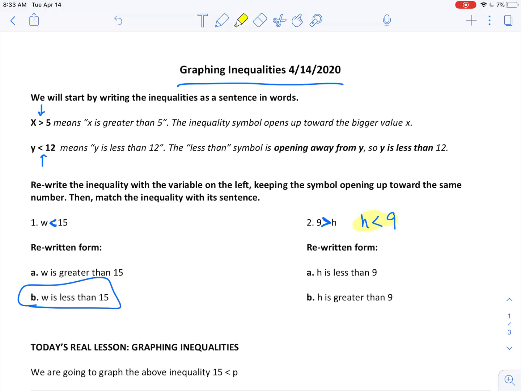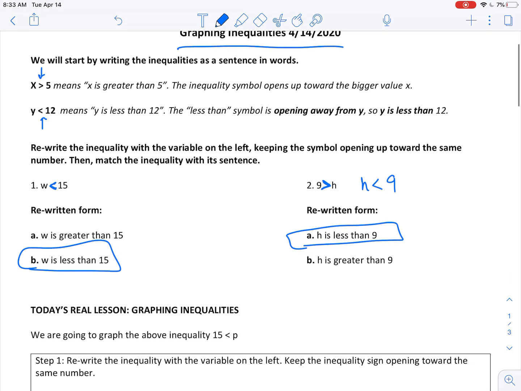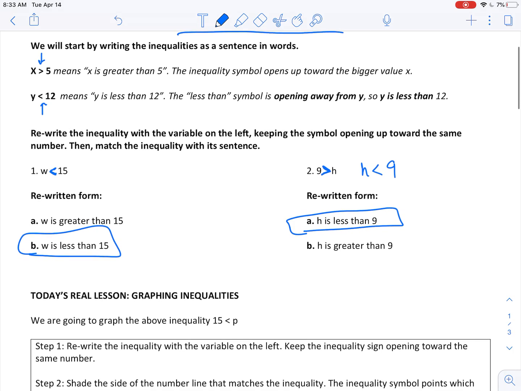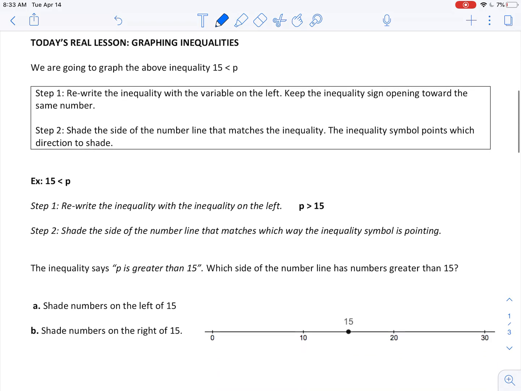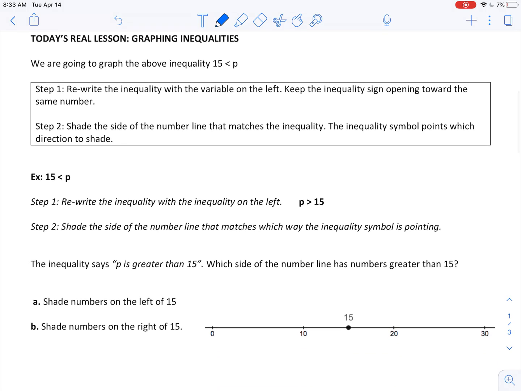And number 2, we do need to change. h is not on the left. So I'm going to rewrite this with h first. And here, my symbol is opening away from h, so I'll keep that consistent. And now let's check out, what is this saying? Well, if it's opening away from h, that's saying h is less than 9.